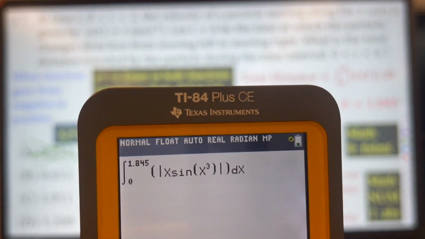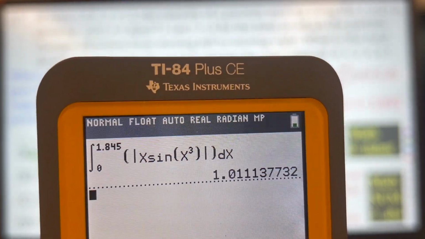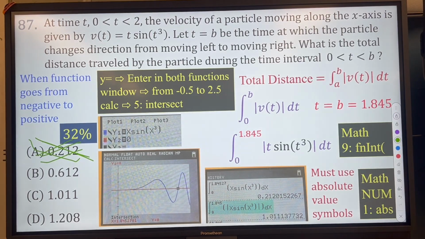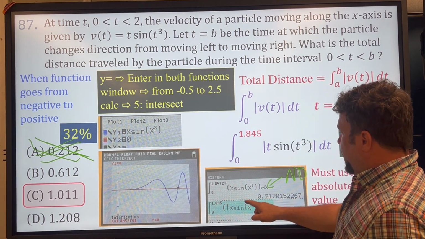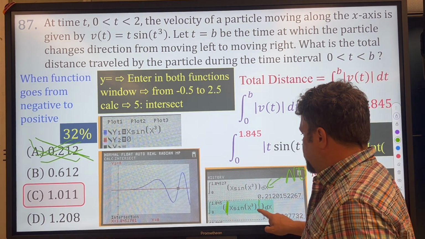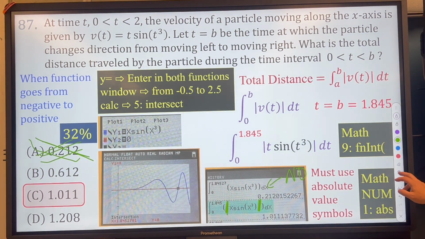Enter. Now when you do this, notice what answer you get. You get the right answer, which is 1.011. Notice they're going to put the answer there that doesn't use absolute value. You have to be very careful. This is a no. Make sure you have your absolute value symbols in there. If you don't, your answer will end up wrong. All right?